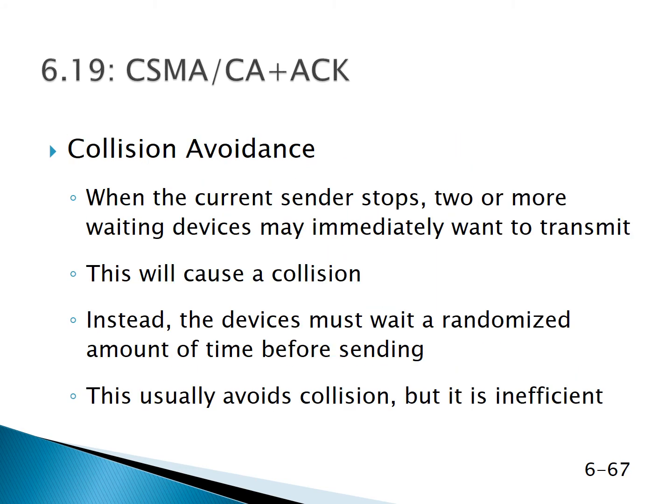And then there is the CA part, the collision avoidance. When the current sender stops, two or more waiting devices may immediately want to transmit, right? I'm listening, then there is no traffic now, so we want to transmit now, because we all think we are in the queue. So this will also cause a collision. Based on that, the solution is that devices must wait a randomized amount of time before sending. This usually will avoid collision, but it is inefficient because you will waste the waiting time. But that's one method of doing this. So that's the CA.